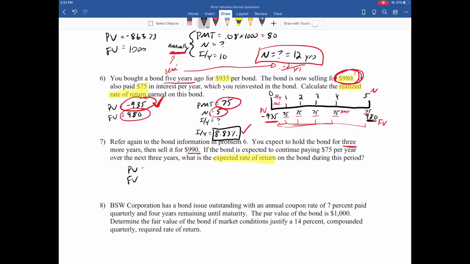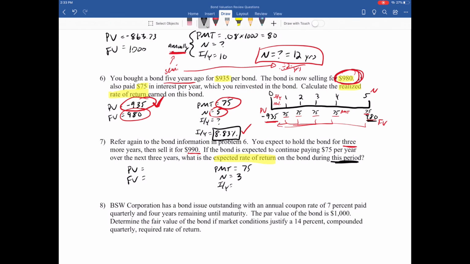So looking at our inputs here, a couple of these don't change. We still have our payment of $75. We want to know what the expected rate of return is during this period, so from today for the next 3 years. So what is our N? How many more of these payments will we receive? Our N is 3 in this case.